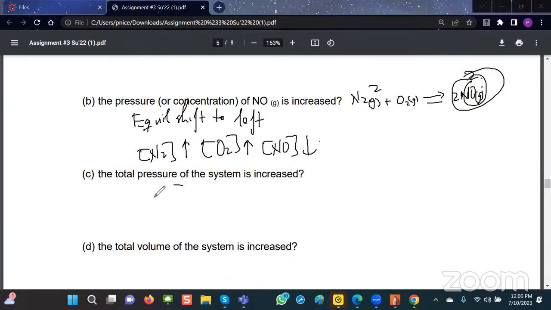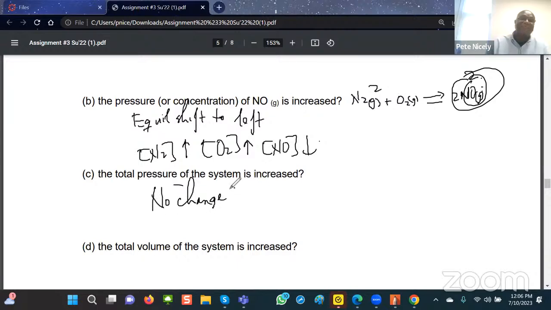So what would be the effect of increasing the total pressure? There would be no change. No change, exactly. So therefore, there'll be no increase or decrease in any of the components in the system. And then what about D? The total volume of the system is increased. So what do you think is going to happen in that case?